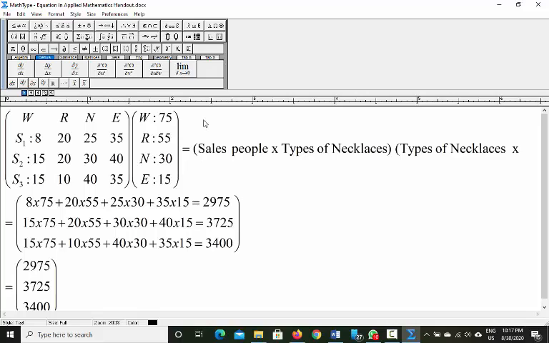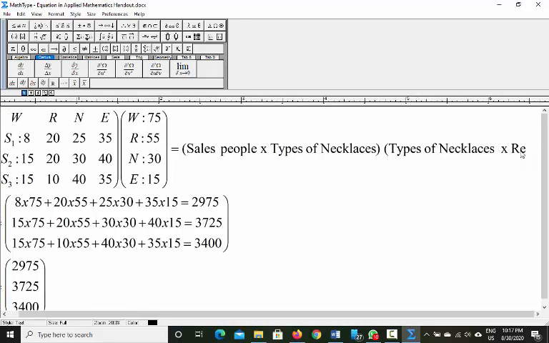And in the column we have sales price. This is the sales price of each of the watches, of each of the rings, and of each of the necklaces. So in the column we have sales price, which means revenue. Sales price means the revenue we earned.